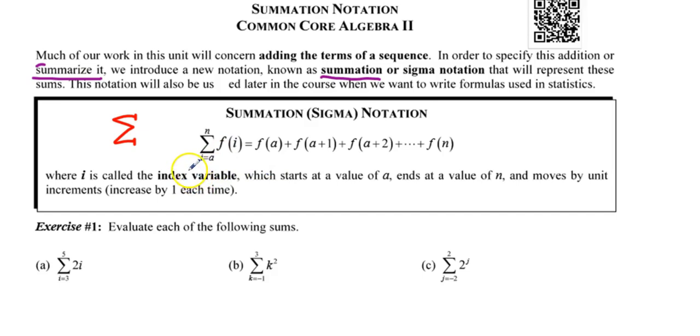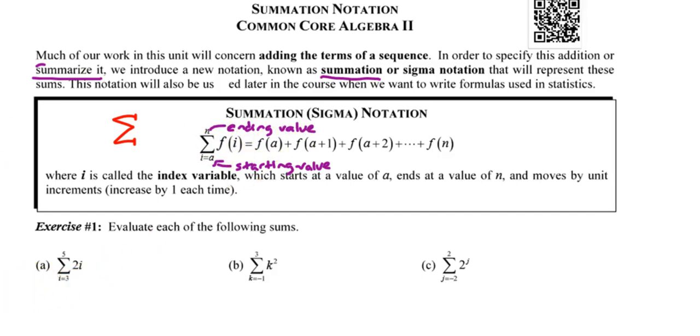Let's check this out. We're going to start with an index variable. There's a particular variable on the bottom, in this case a k or a j or an i, and it has a starting value and an ending value. What you're going to do is substitute one by one from the starting value all the way up to the ending value into this formula until you get to the end of it, and then you just add up all the terms. Let's look at an example.